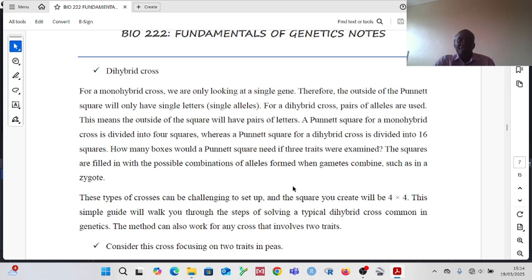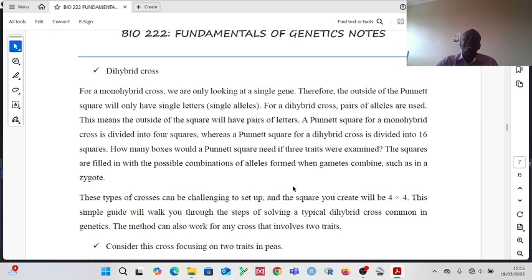So think of it. For a monohybrid cross, we are only looking at a single gene. But now for a dihybrid cross, we are looking at more than one gene, 2 genes. So you are looking at 2 phenotypes. Okay? You are looking at 2 phenotypes.